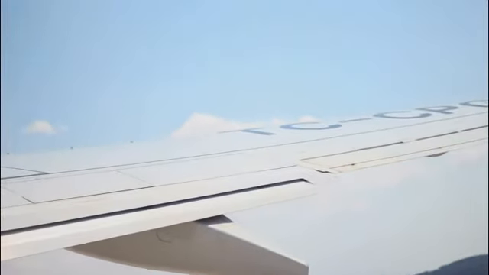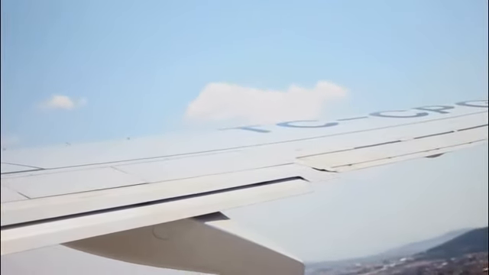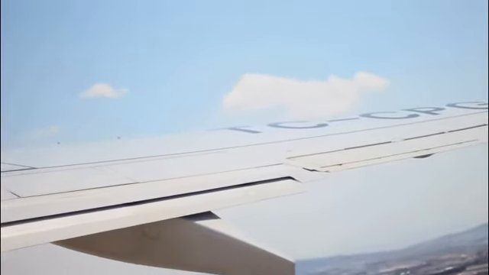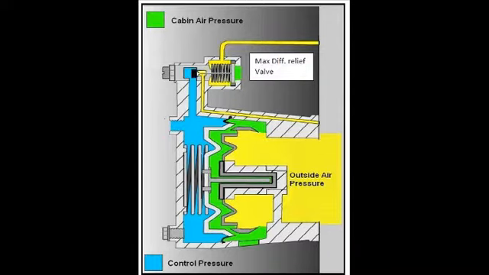As the aircraft climbs, the outside pressure drops rapidly as compared to the drop in cabin pressure. This is because the cabin air will be continuously pressurized by the aircraft pressurizing system. At this time, due to more cabin air pressure, it overcomes the spring pressure and moves the outflow valve towards the open position and maintains the cabin air pressure at the required value.